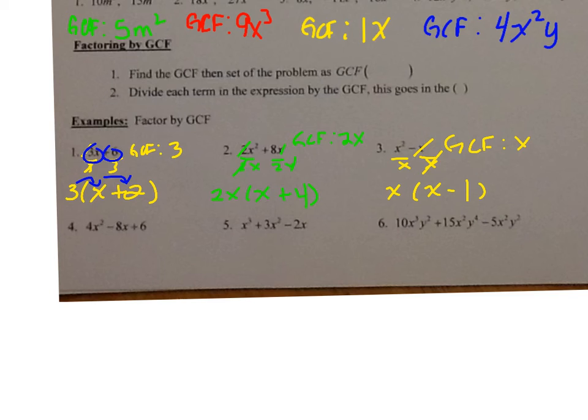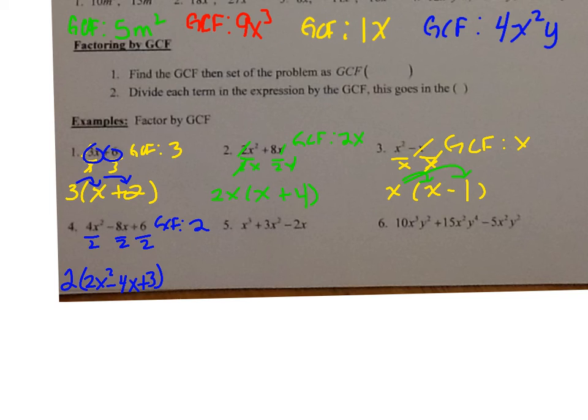And remember, when we multiply back, we would get back that one single x. All right, let's try number 4. 4x squared minus 8x plus 6. What's the GCF? So the GCF is 2. No variable because they all don't have an x. So it's 2 times. Now divide everything by 2. 4x squared divided by 2 would be 2x squared. 8x divided by 2 would be 4x. And then 6 divided by 2 would be 3.